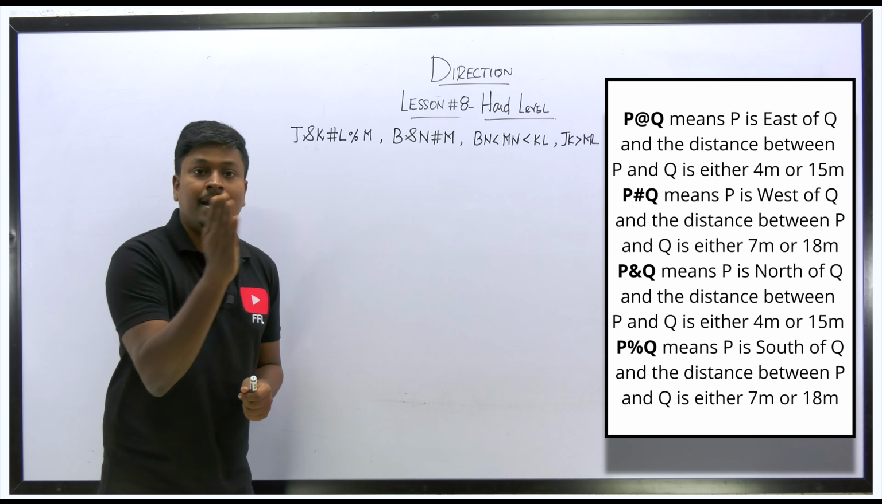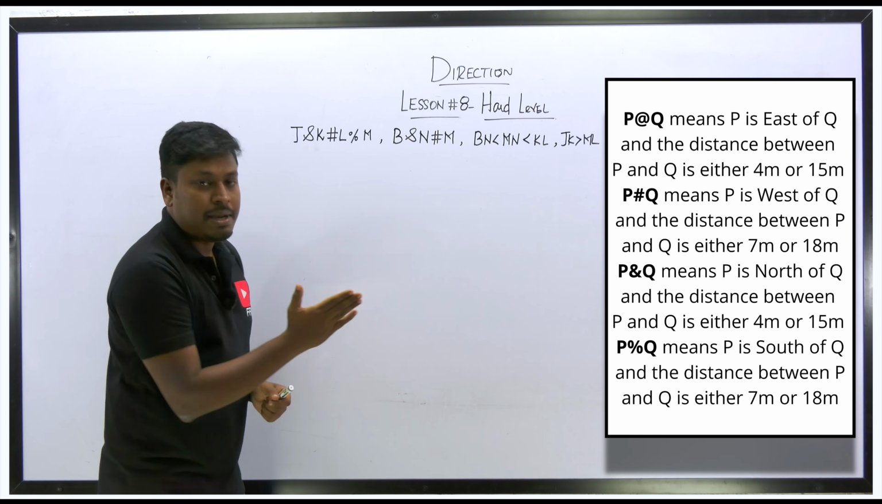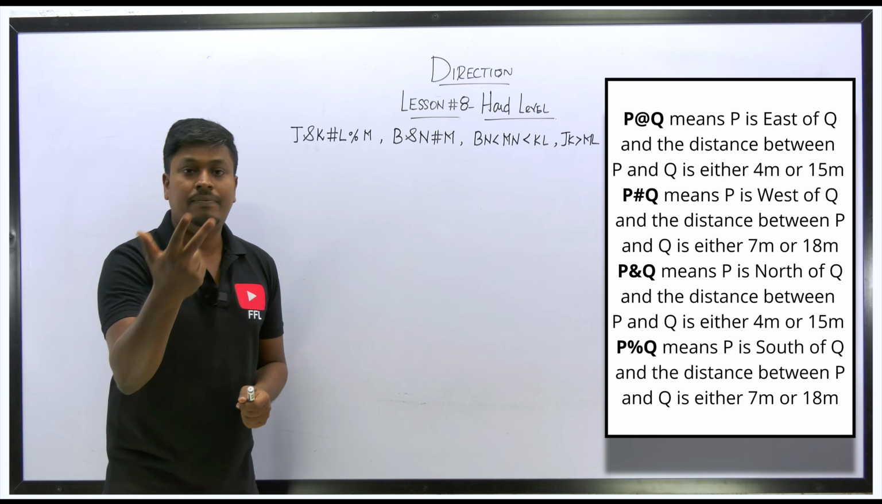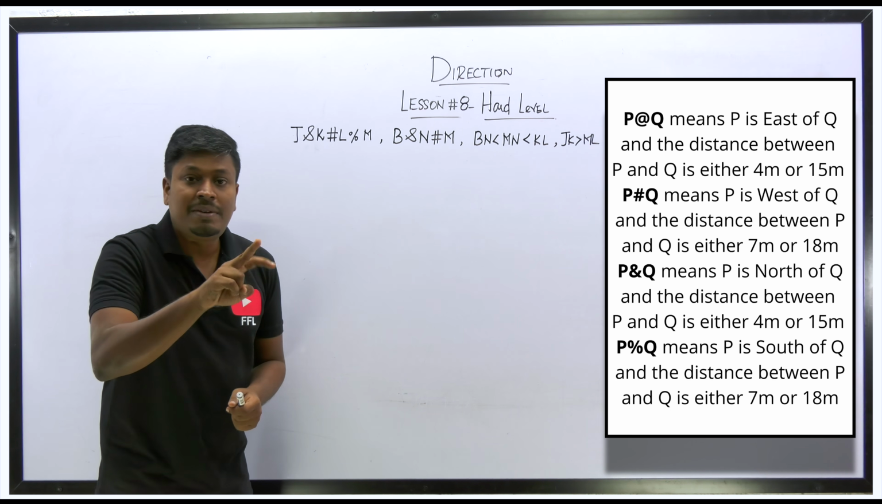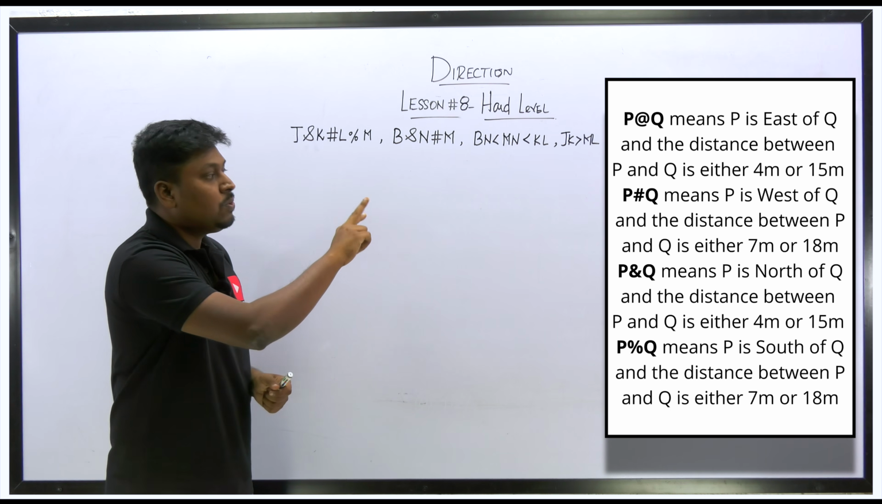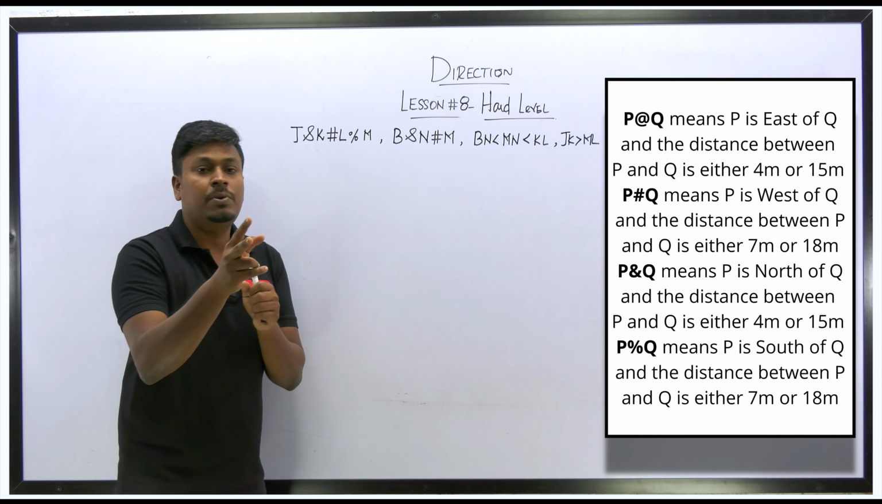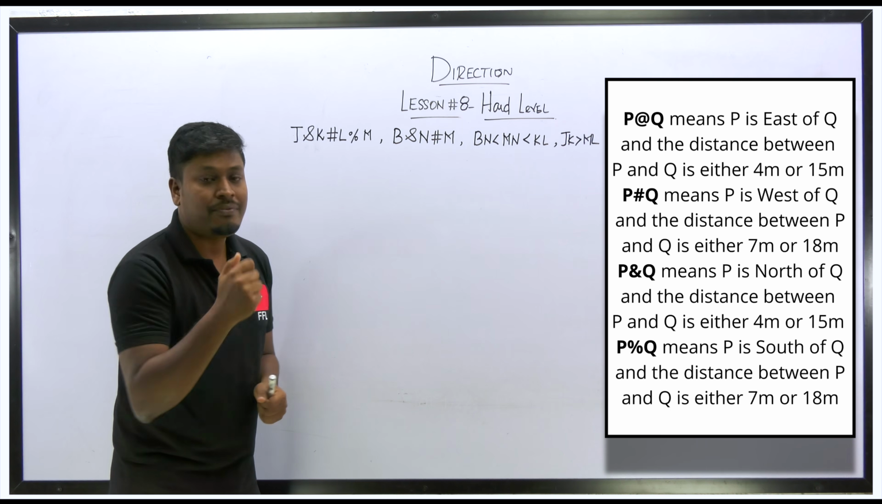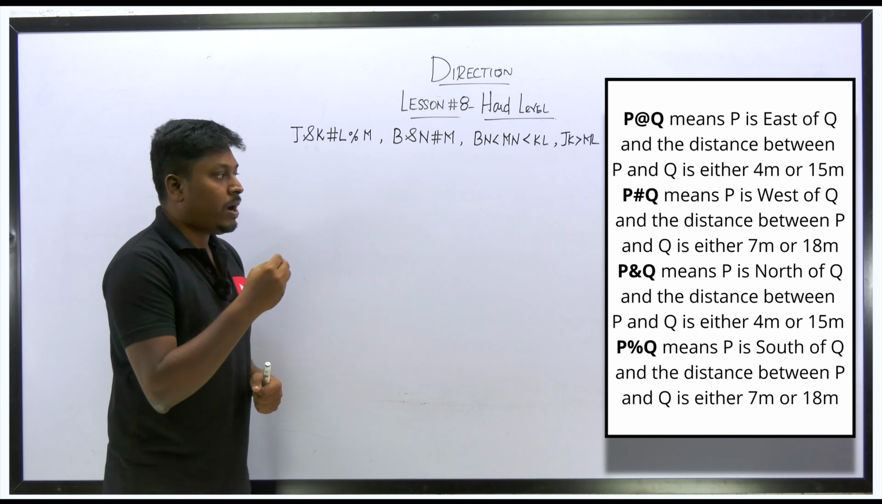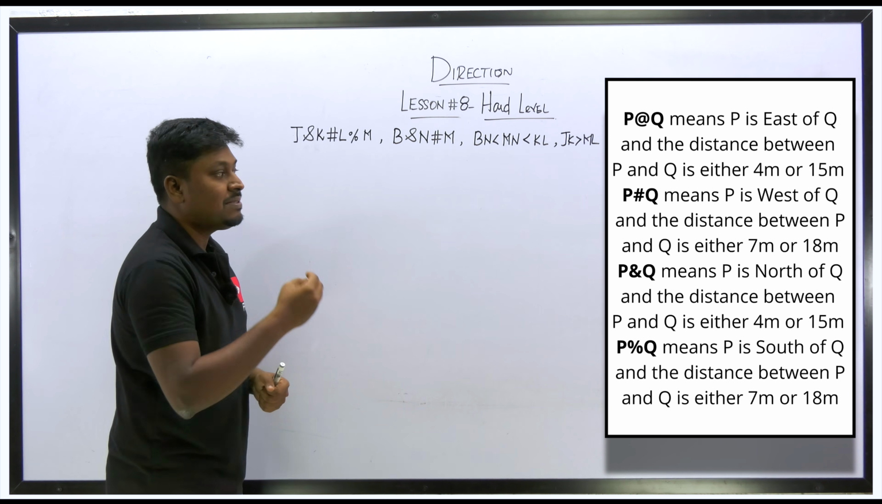So between P and Q, it can be 4 meter or else it can be 15 meter. Got it or not, right? So they didn't give you the exact distance between P and Q. They have given 2 different options. Either P and Q can be 4 meter or else P and Q can be 15 meter.